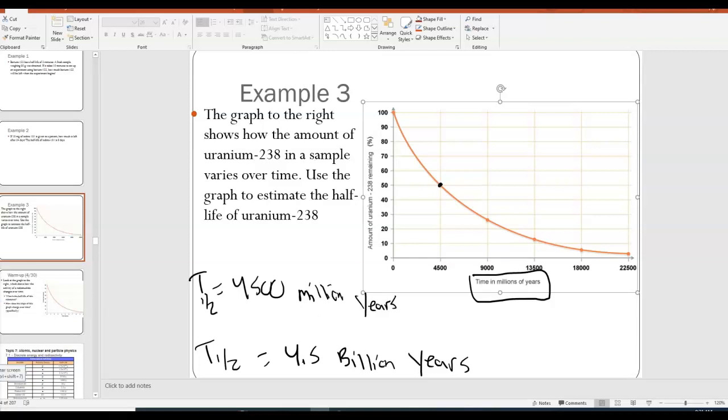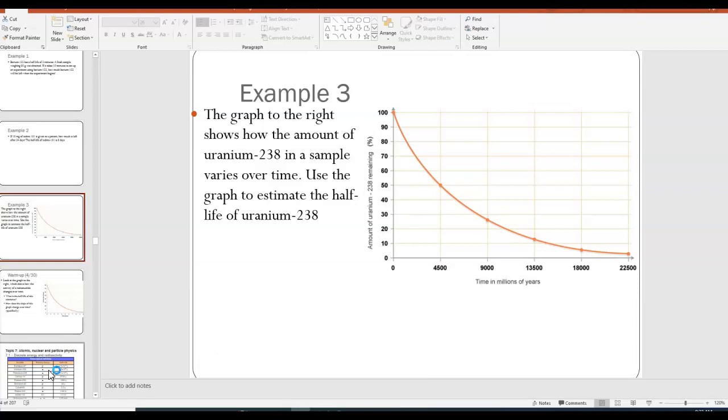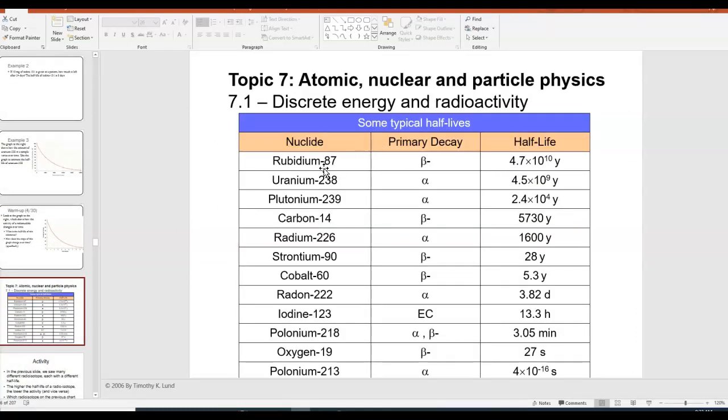Okay, now I'm going to erase this. Just to give you some examples of different types of radioactive materials and their half-lives. Some half-lives are very, very long. Rubidium-87, for example, has a half-life of 4.7 times 10 to the 10 years. That would be 47 billion years. 47 billion years is really, really old. That's older than the age of the universe. For all intents and purposes, that might as well not even be radioactive, if the half-life is way older than the age of the universe. Uranium, you can see here, 4.5 billion years is pretty long.